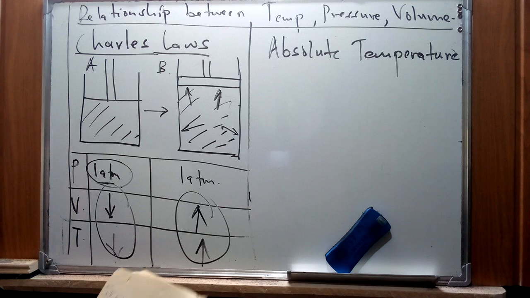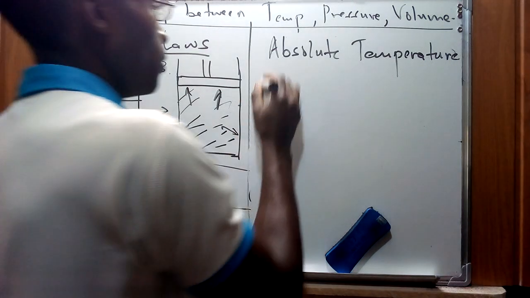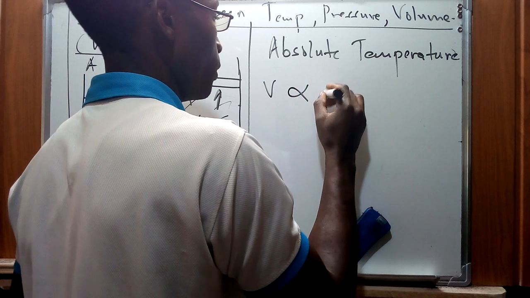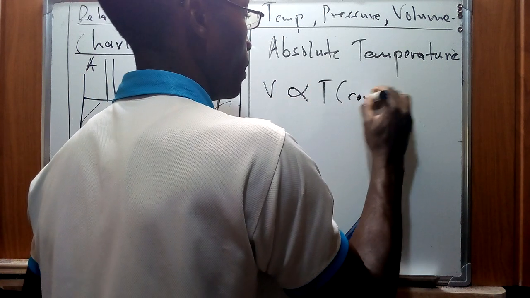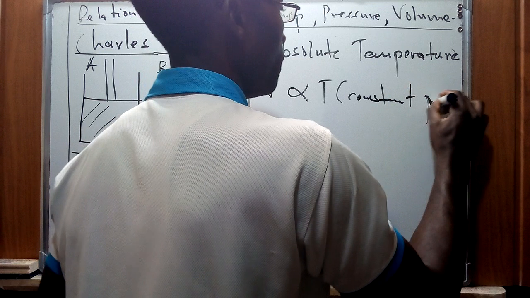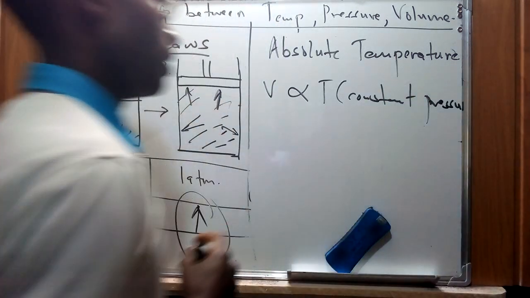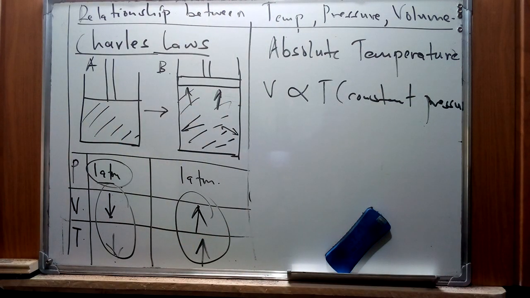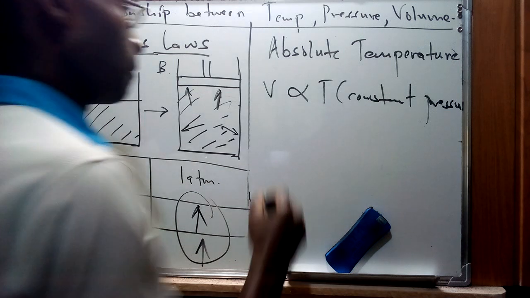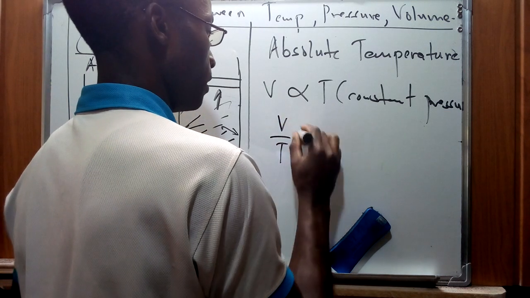So Charles' law implies that the volume of a fixed mass of a gas is directly proportional to its absolute temperature. I was just mentioning that concept of absolute for emphasis. And this can be mathematically represented as volume is directly proportional to temperature at a constant pressure. So just like Boyle's law that we had represented, we can represent this one as V over T equals a constant.